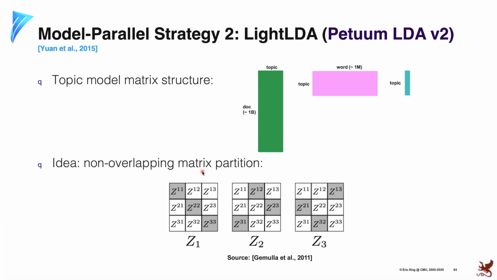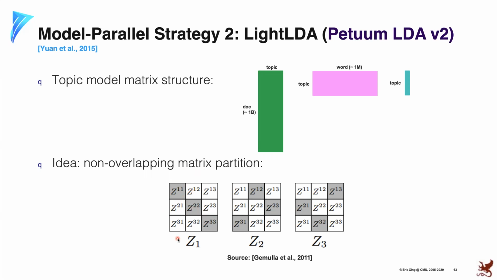Then the key idea is that, for example, we want to do the parameter updates using 3 parallel workers. At time step 1, I'm going to pick 3 non-overlapping parameters to assign to each of these workers, for example Z11, Z22, Z33. By non-overlapping, I mean that for all these three variables, their rows and their columns are both unique.